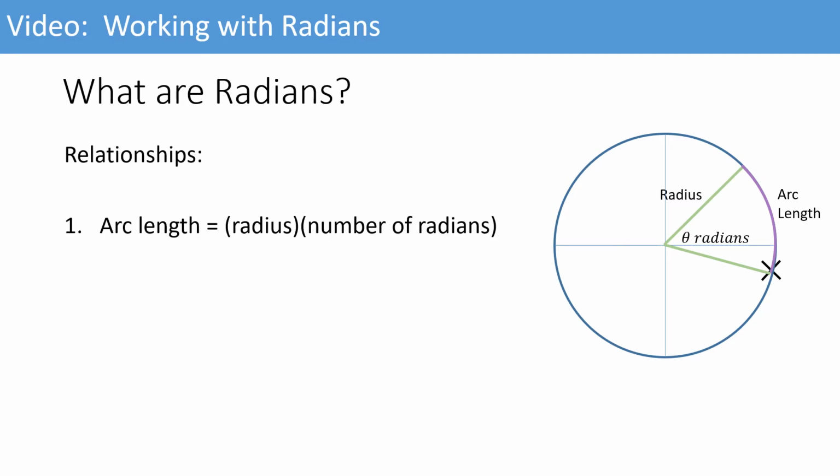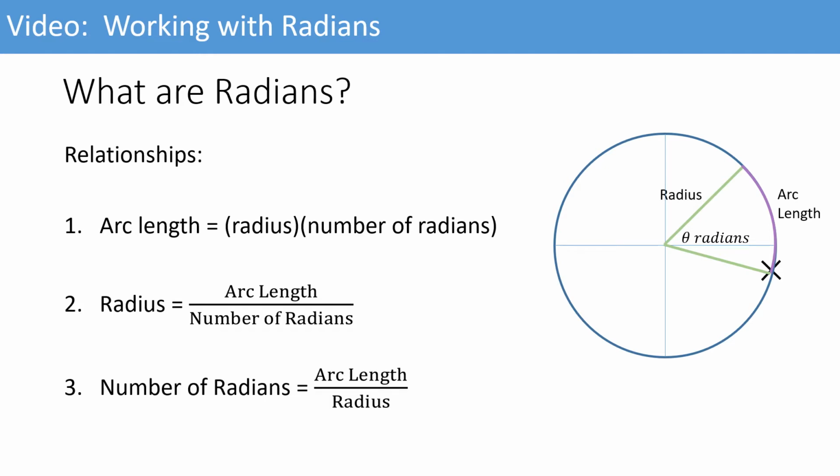The arc length, this is a formula that you need to make note of. The arc length is equal to the radius times the number of radians. The radius is equal to the arc length divided by the number of radians. And the number of radians is equal to the arc length divided by the radius. These three formulas are very important when you are answering the Lesson 1 assignment.